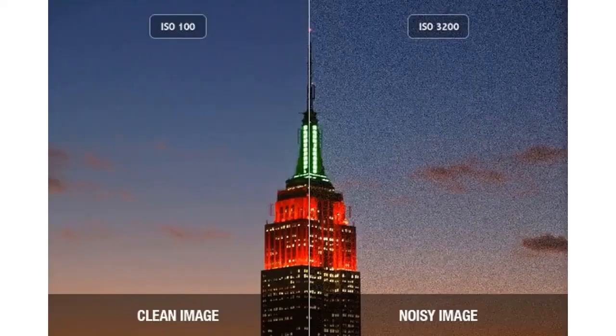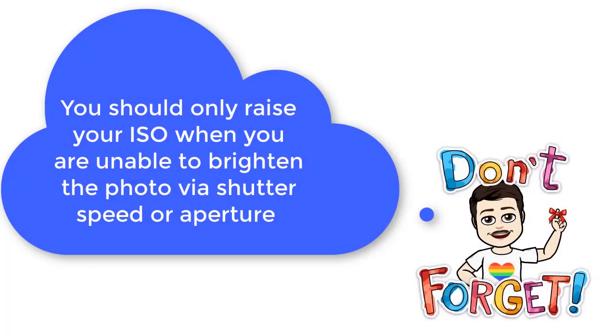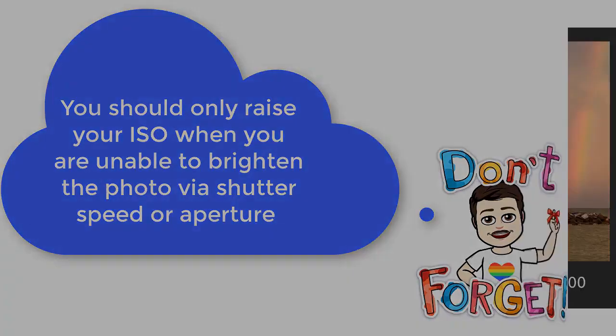However, raising your ISO has consequences. A photo taken at too high of an ISO will show a lot of grain, also known as noise, and it might not be usable. So brightening a photo via ISO is always a trade-off. You should only raise your ISO when you are unable to brighten the photo via shutter speed or aperture.